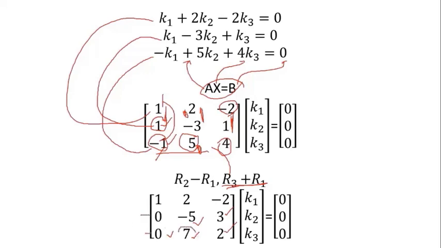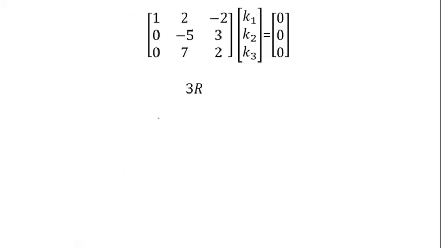Now we want to convert these elements into 0, so that we'll get an upper triangular matrix. So how do we convert this third element into 0? There are two options. First one is 3R2 plus 2R3, so that this element becomes 1 or minus 1, and then we can reduce this element into 0 very easily. Or you can multiply R2 by 7 and R3 by minus 5 and add, and we'll get this element directly as 0. Let us apply 3R2 plus 2R3 now.